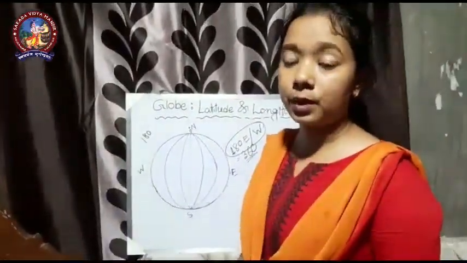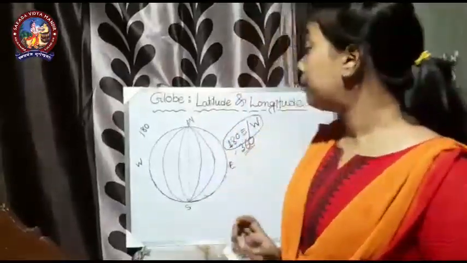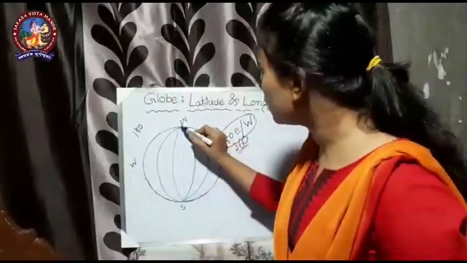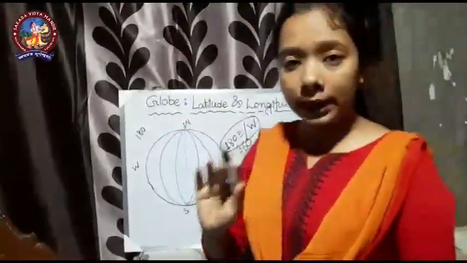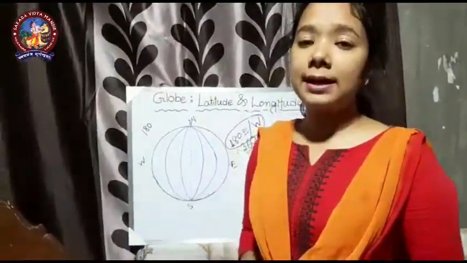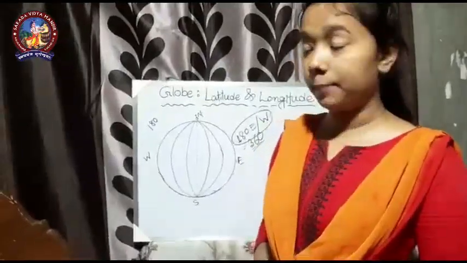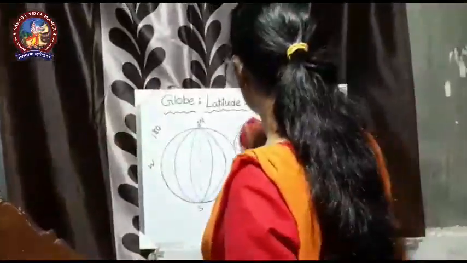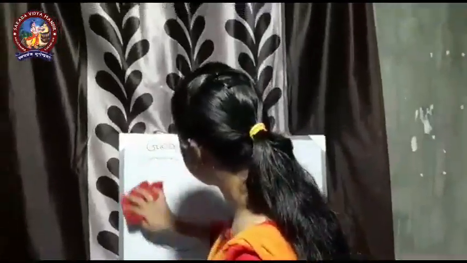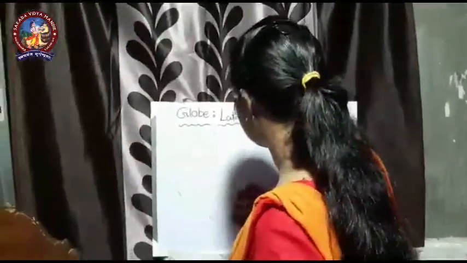Now we'll move to the local time. What is local time? The places which are situated on a particular longitude, the time of those areas will be the same. That is known as the local time. Now we will understand this thing through a calculation.